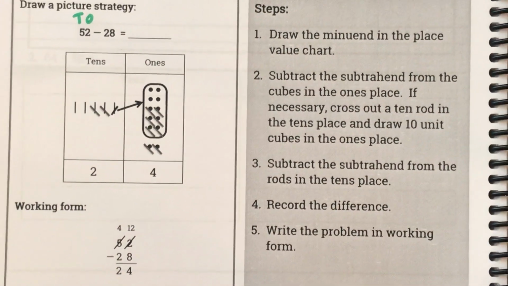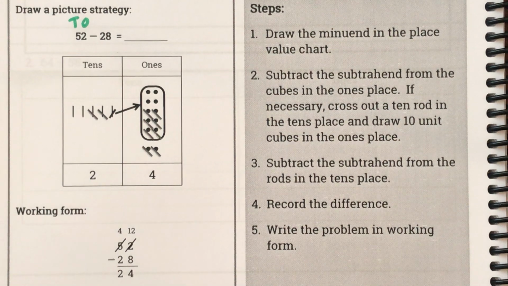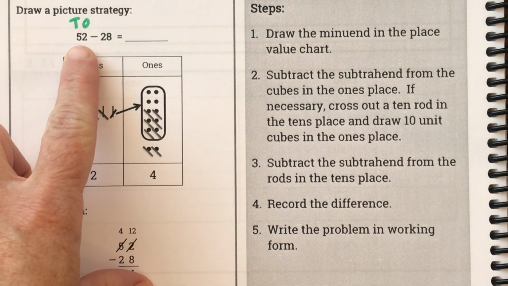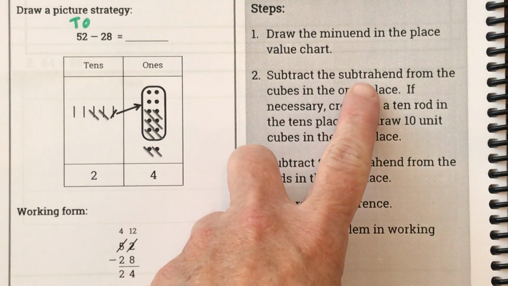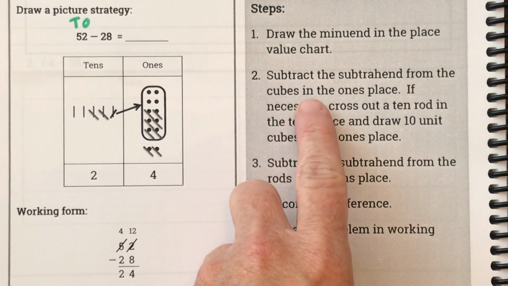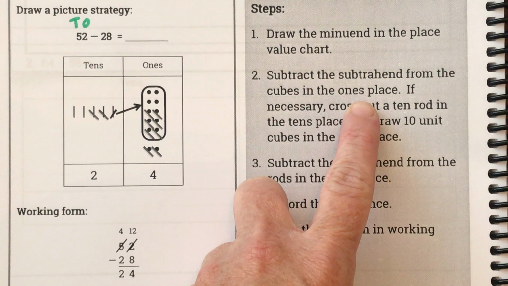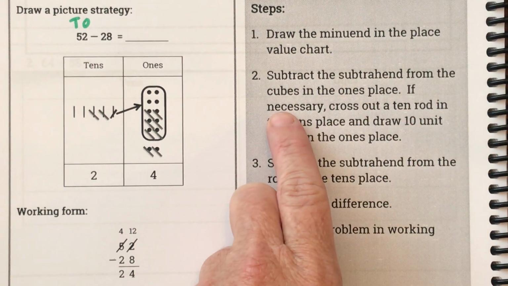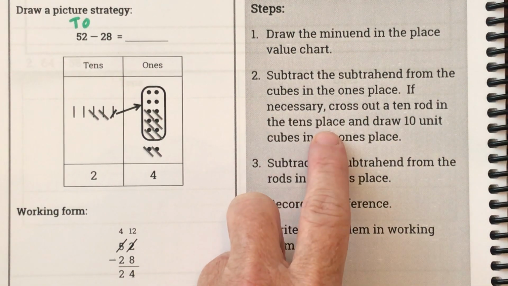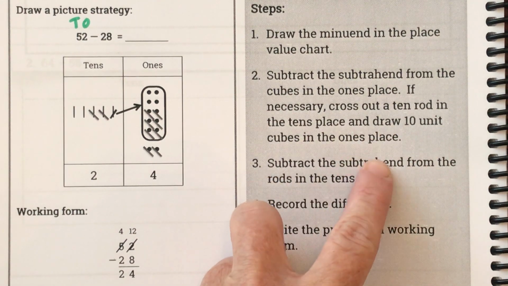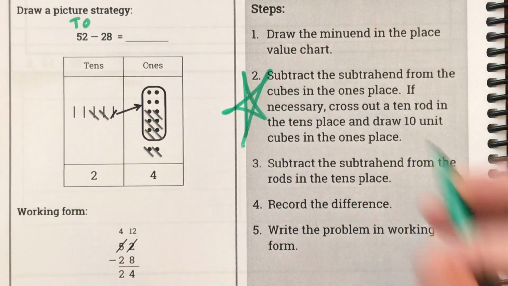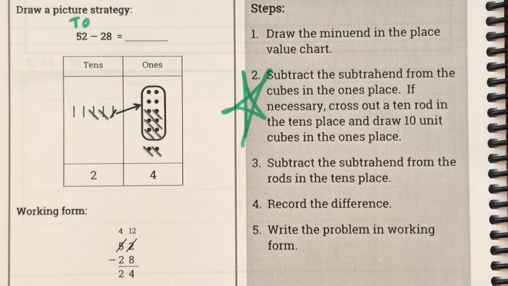Okay, so let's look at our steps today. We're going to draw the minuend in the place value chart. Remember, our minuend's our starting number. Then we're going to subtract the subtrahend from the cubes in the ones place because we always start subtracting in the ones place. If necessary, cross out a 10 rod in the tens place and draw 10 unit cubes in the ones place. This is going to be our big step, boys and girls. This is where we're going to do this thing called regrouping. And then we're going to subtract the subtrahend from the rods in the tens place, record the difference, and write the problem in working form.